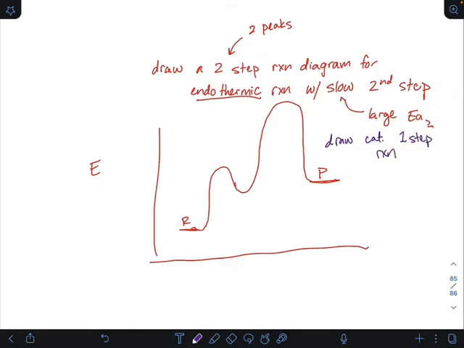So what you would do now is there would only be 1 peak. Your reactants are still at the same energy. Your products are still at the same energy. It's catalyzed, though. So you want it to have a lower activation energy. And maybe I still make it have... there we go.